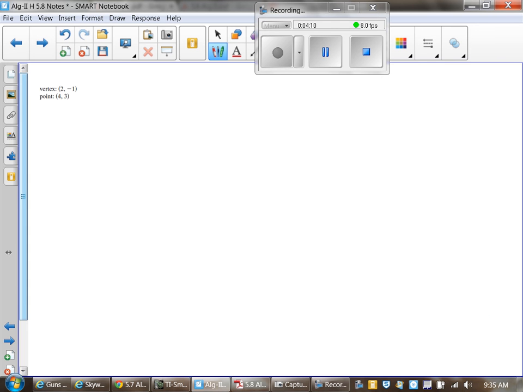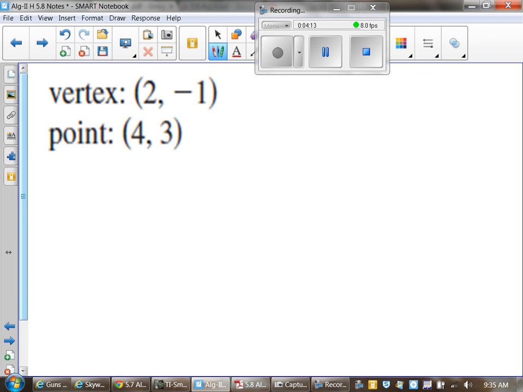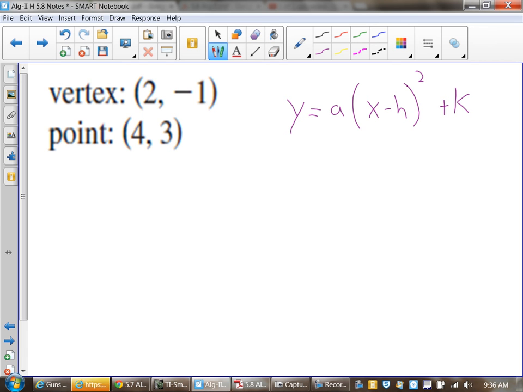Same idea. If I have a vertex at 2, -1, and my point is 4, 3, I'm going to write this into vertex form. When I write in vertex form, if you're not sure about what those formulas are, write them out a couple of times. I guarantee if you write it out 3, 4 times as you're doing your homework, you'll memorize it real quick. Y equals a times the quantity x minus h squared plus k. Fill in the blanks. If you want to fill in the blanks right away, given all 4 of those values, that's fine. Nothing wrong with that.